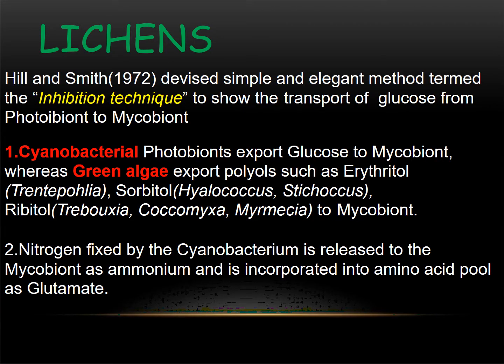In lichens, the two partners called the photobiont and the mycobiont live in close association, and as I have told, they mutually benefit each other. The major function carried out by the photobiont is to provide nutrition. They export glucose to the mycobiont. They export various other nutrients like polyols and sorbitol to the mycobiont. Nitrogen fixation is done by the cyanobacteria, and it is released to the mycobiont in the form of ammonia, and that is incorporated into the amino acid pool such as glutamate.